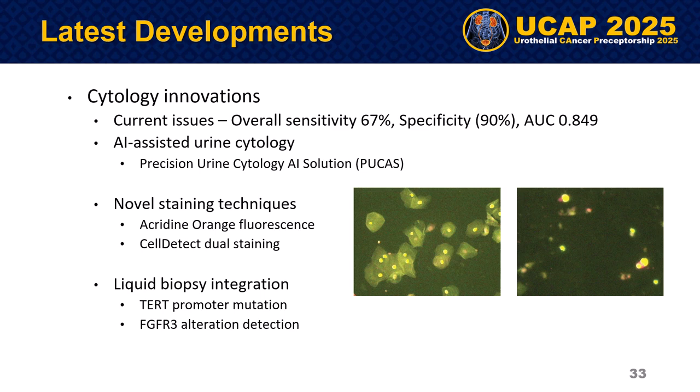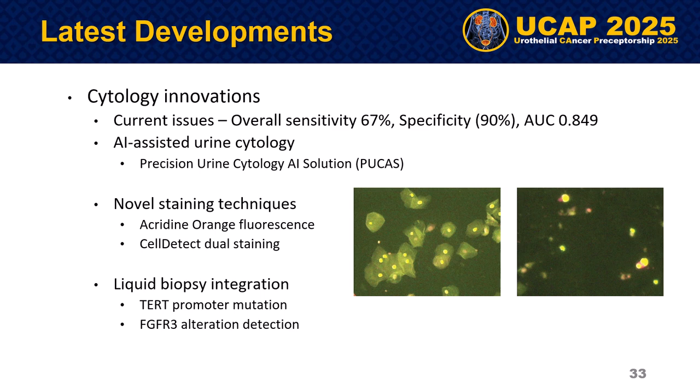For instance, the Precision Urine Cytology AI Solution, or PUCAS, is an AI model that analyzes whole-slide images. It boosts sensitivity to 89.6% in a prospective study. PUCAS is also able to detect low-grade tumors with 82% sensitivity, far surpassing the standard cytology's 56%. It also reduces unnecessary endoscopic tests by 57.5%, with a negative predictive value of 96%.